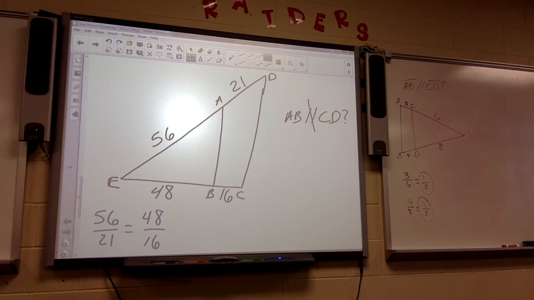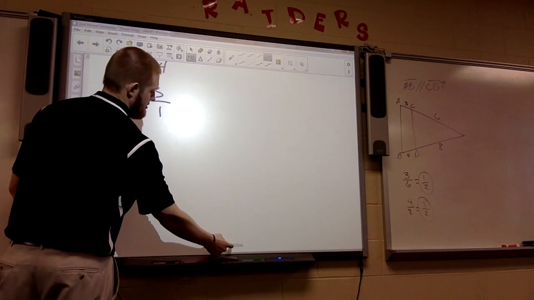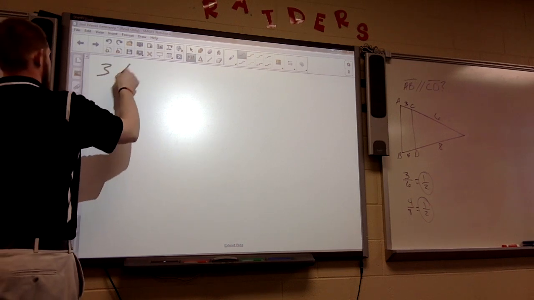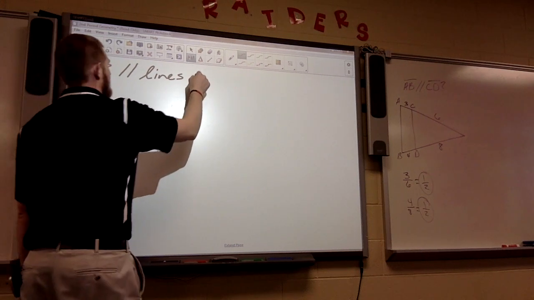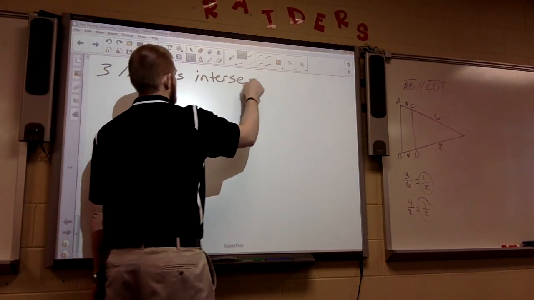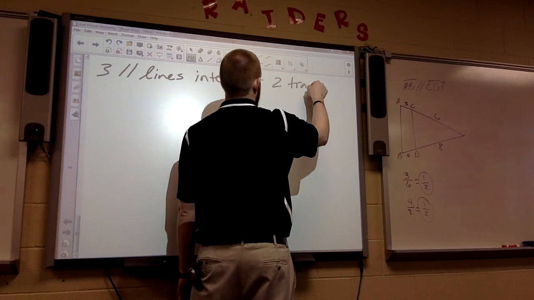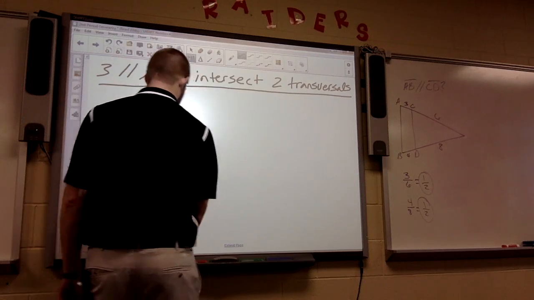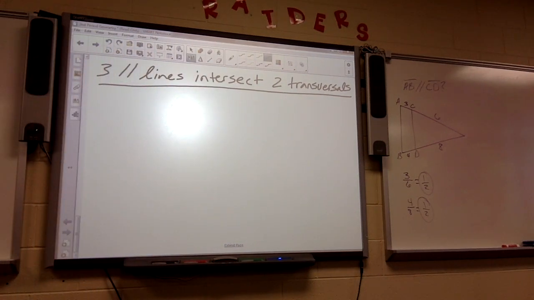Okay. Next theorem, our goal here is just that when we give them names, is just to give them names where we kind of understand what's going on. Okay, so I'm going to name this one 3 parallel lines intersect 2 transversals. I know it's kind of a long name, but when you read that, what's happening in the diagram? 3 parallel lines are intersecting 2 transversals. And that's the goal, is to make sure we understand at least what's happening in the diagram.